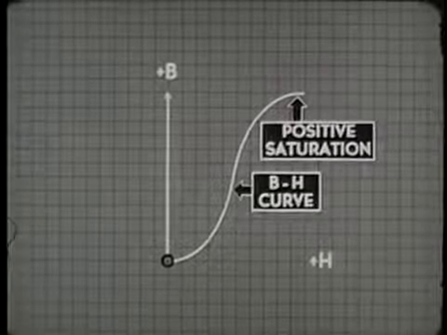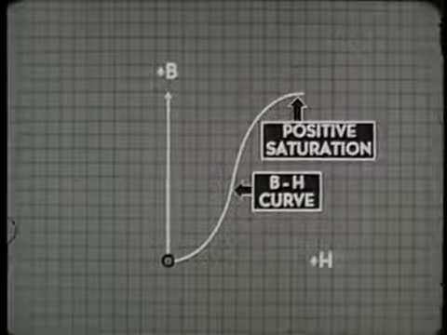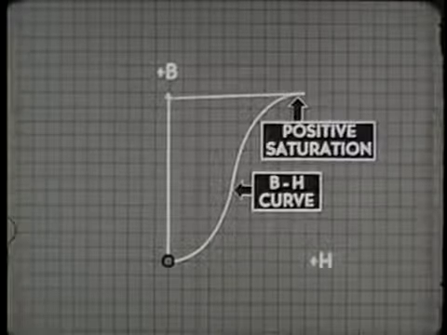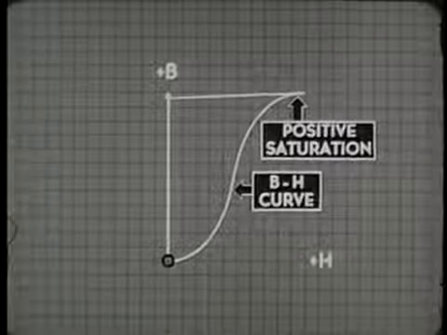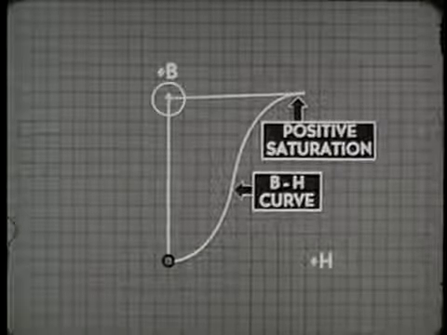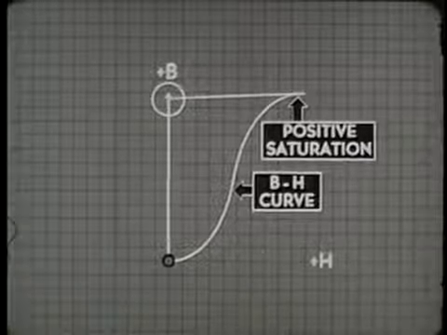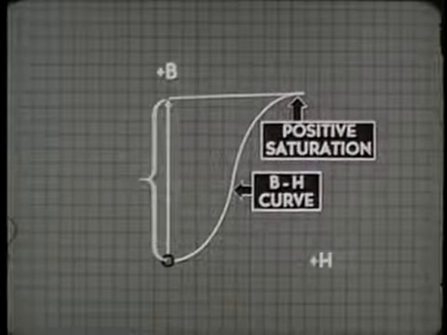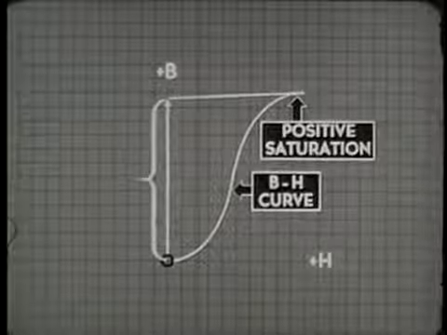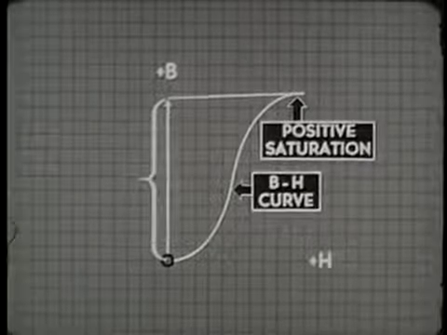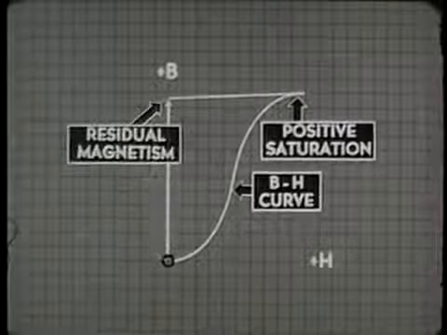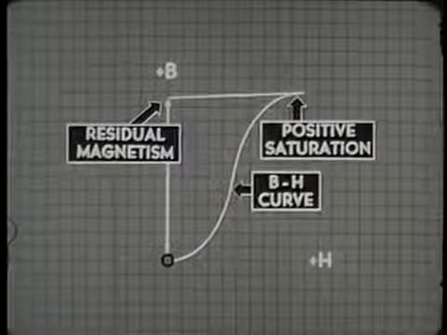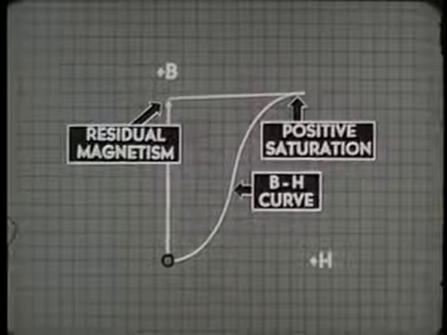Here's how we plot this fact on the graph. The BH curve is brought back to the zero line on the horizontal scale. Watch the difference in flux density on the vertical scale near the plus B. It's negligible. This, then, is the amount of remaining magnetism. This amount is known as the residual magnetism of the core material, the magnetism that remains after the force that brought it about is removed.